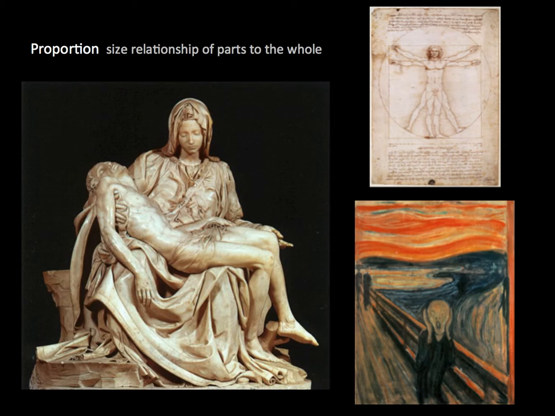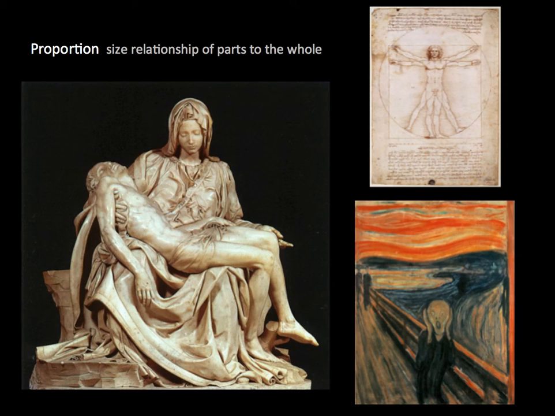And the last thing is proportion. Proportion is the size relationship of parts to a whole. Okay, and so we see on the top right there Leonardo da Vinci's sketchbook. This is an example of one of the pages from his sketchbook, and The Vitruvian Man is the name of it. And he's working on trying to get the proportions of the human body accurately drawn within a square and within a circle, which is a problem he was working on that he figured out pretty well here.